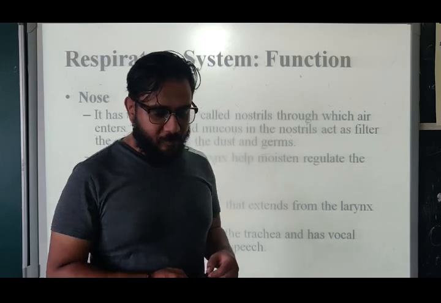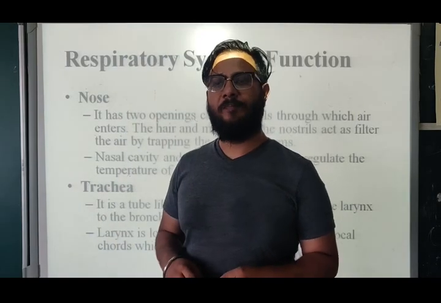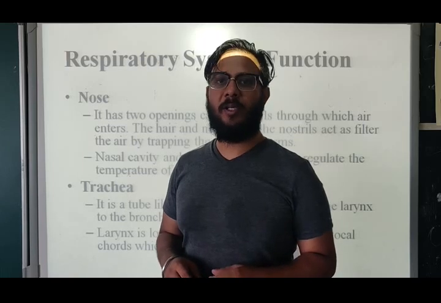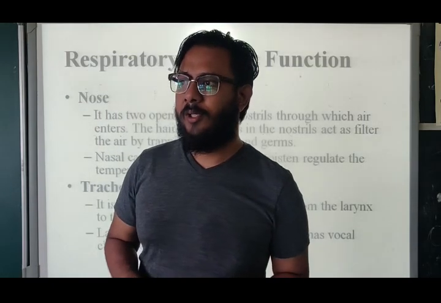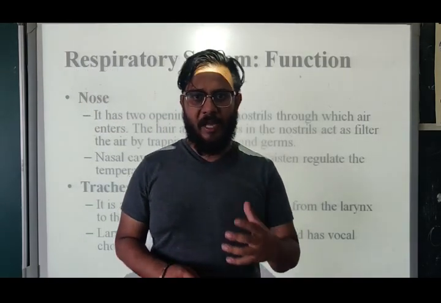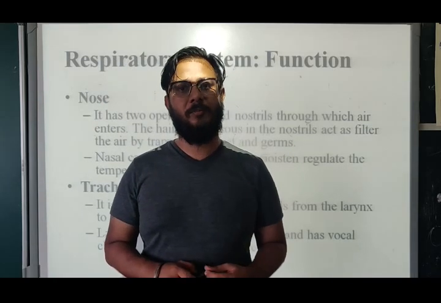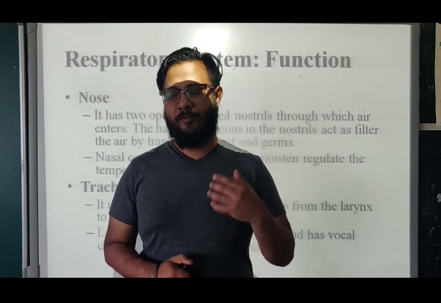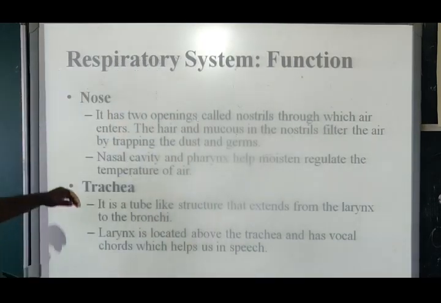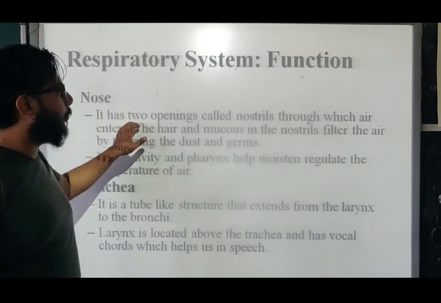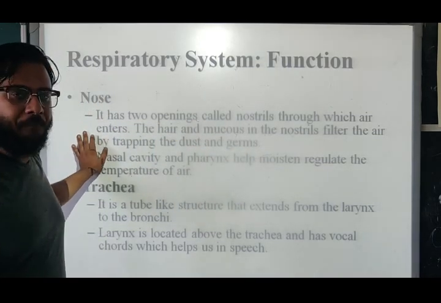So now we'll look at the different organs of the respiratory system and their functions. The first organ, like the buccal cavity or mouth for the digestive system, for the respiratory system we have the nose. So let's look at the nose. The nose has two openings called the nostrils through which air enters the body.